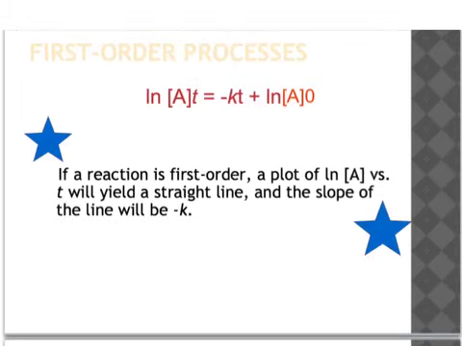If a reaction is first order, and this is really important, and you plot the natural log of the concentration of reactant A versus time, you're going to get a straight line, and the slope of the line will be the negative k, or rate constant.